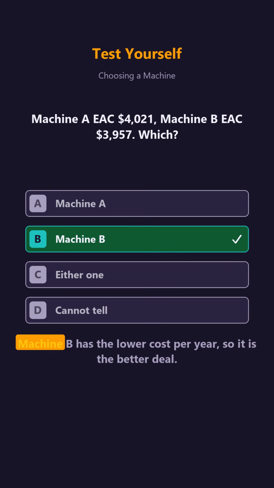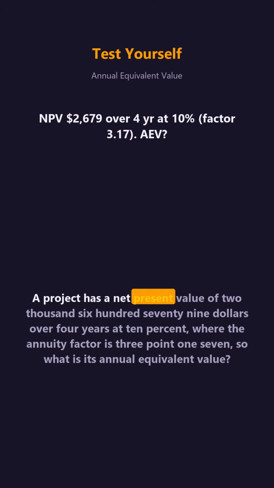Machine B has the lower cost per year, so it is the better deal. Quick quiz, test yourself. A project has a net present value of $2,679 over 4 years at 10%, where the annuity factor is 3.17. So what is its annual equivalent value?